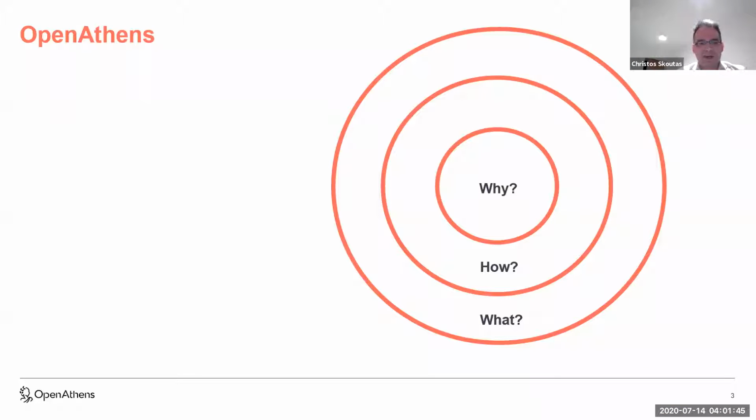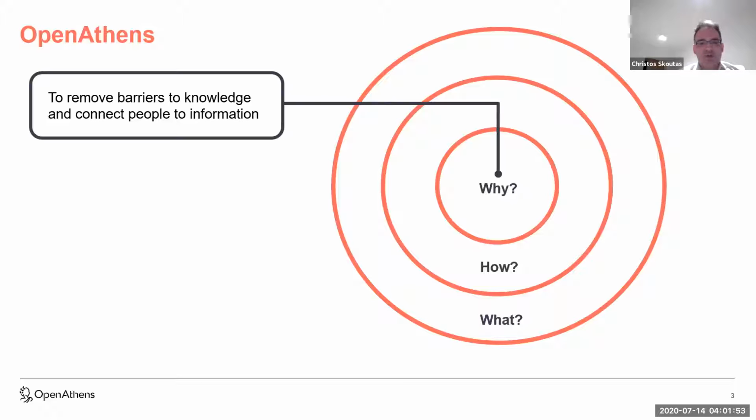So I'd like to start off with the why, how, and what for OpenAthens. Why does OpenAthens exist? So the purpose of OpenAthens basically is to remove barriers to knowledge and connect people to information. And what we mean by a barrier is something that could be as simple as different login screens that could be confusing to the user who is trying to access resources, or multiple usernames and passwords users have to remember to access journals and databases on different publishers' websites.